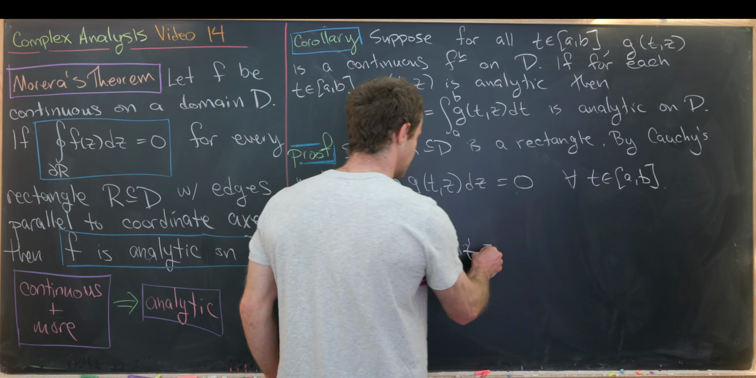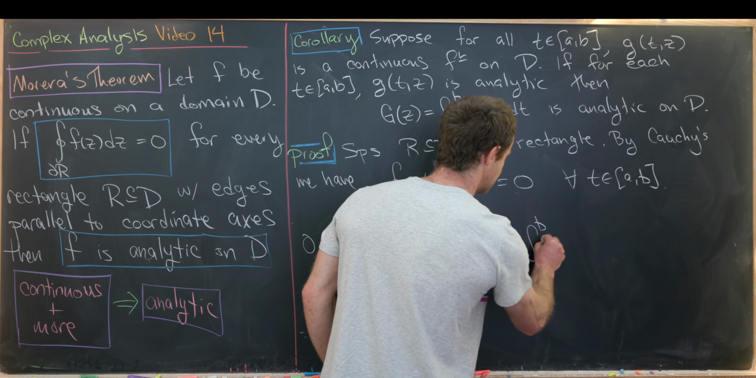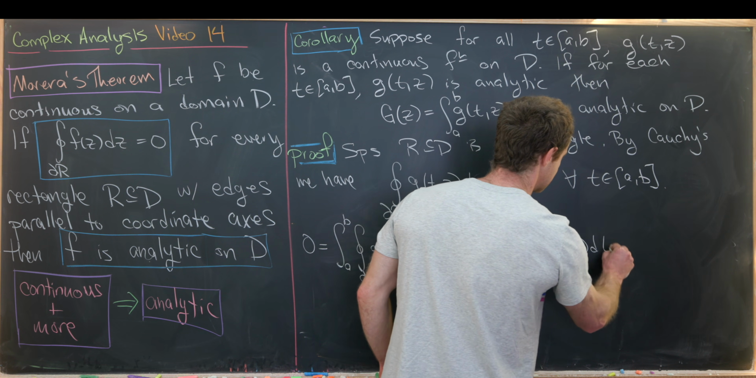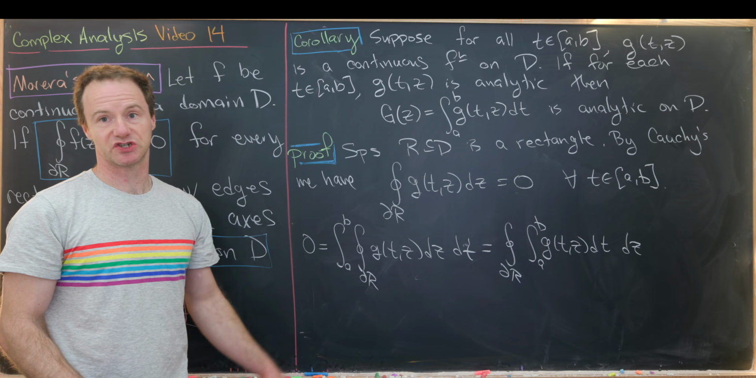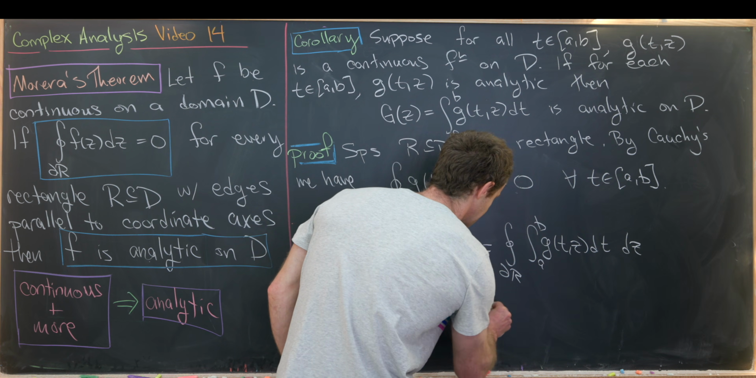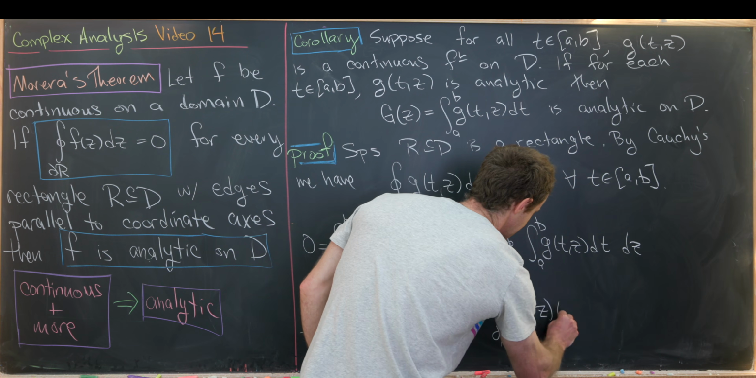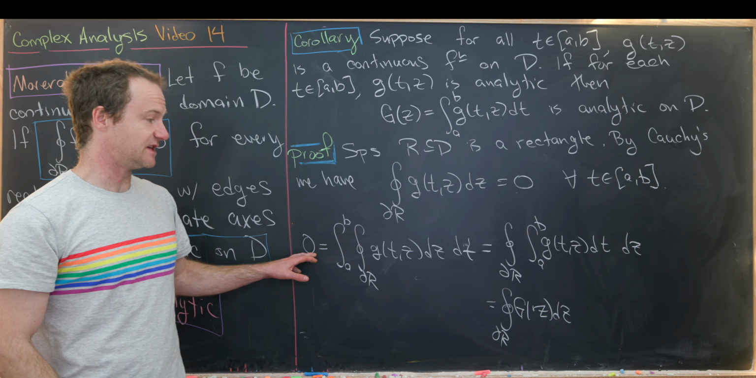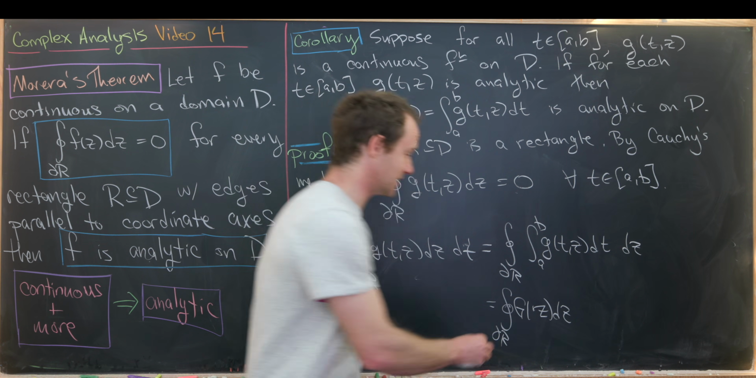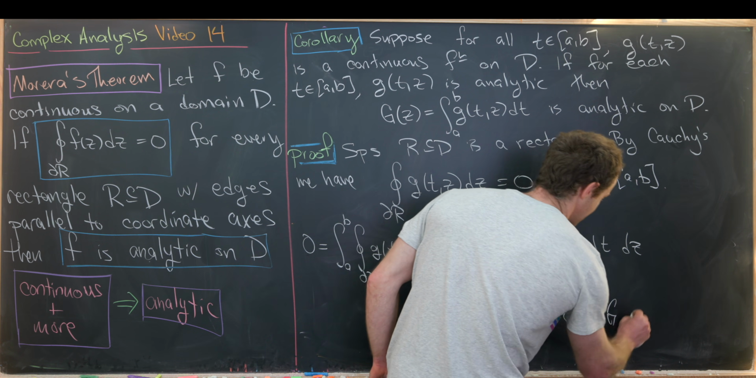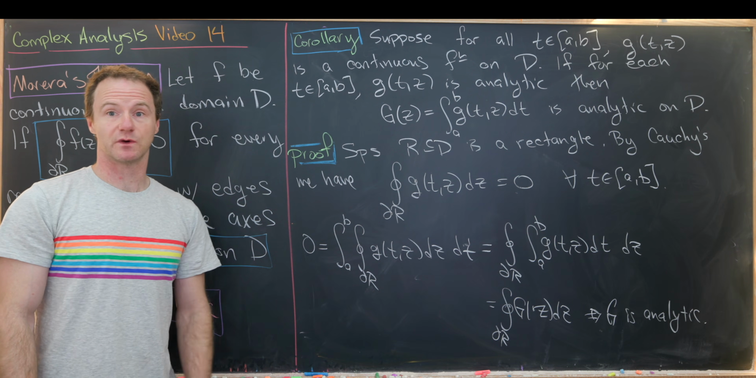So let's do that. That gives us the integral over the boundary of R of the integral from a to b of g(t, z) dt dz. But now let's notice that that inside integral is just our capital G. So that gives us the integral over the boundary of R of capital G(z) dz, and we have that this is equal to 0. But then by Morera's theorem, that means that this capital G is analytic. And so that finishes this off. Capital G is analytic. Great. So now let's move on to our next corollary.